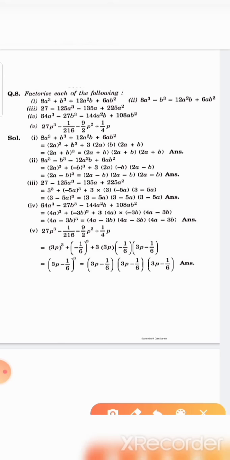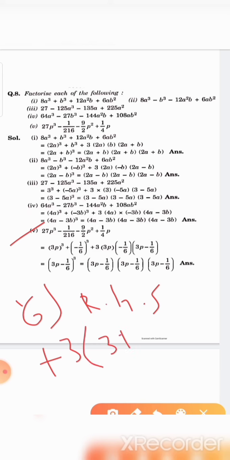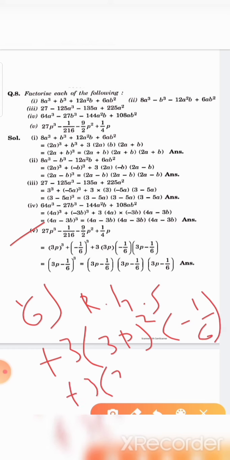Next question number 5, again question number 5 using identity number 6 RHS. First we write the whole cube terms. So whole cube term we write 27 as (3p) whole cube plus 1 upon 216, and 216 is the whole cube of 6, so minus (1 upon 6) whole cube plus, next step we write 3 into a square means (3p) square and b means minus 1 upon 6, and then plus 3 into a means 3p and b means (-1 upon 6) whole square.